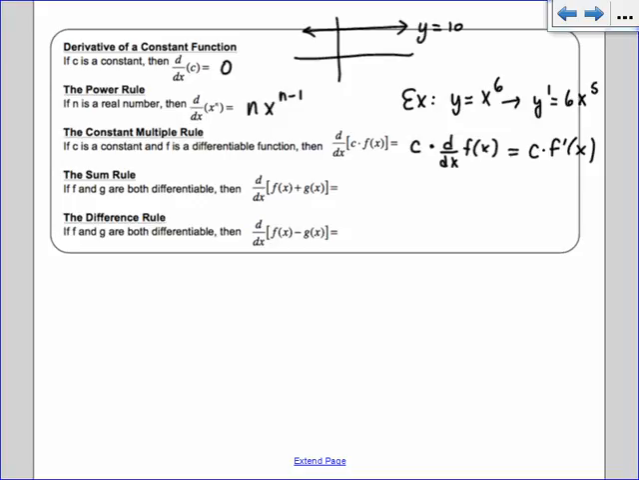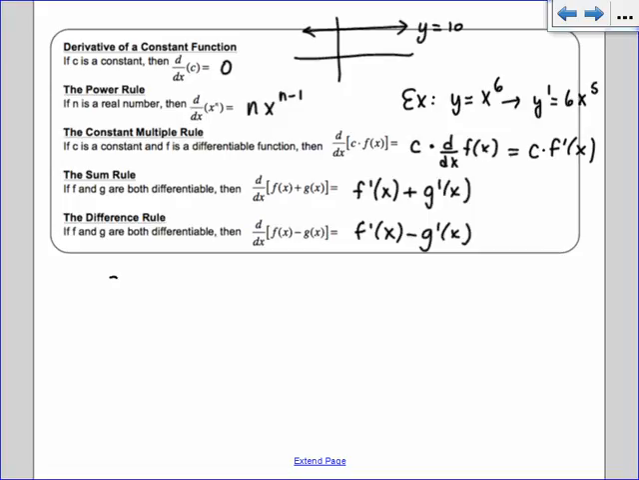Like if it had been f of x times g of x, you can't just pull f of x to the front. It doesn't matter, right? But if you have the sum, then you take the derivative of each thing. So this is going to be f prime of x plus g prime of x, and this will be f prime of x minus g prime of x. So you just take the derivative of each individual part.